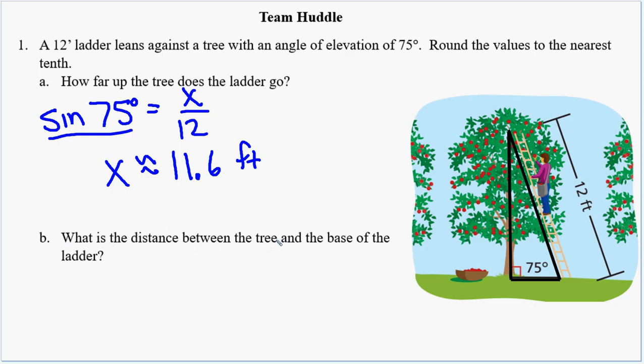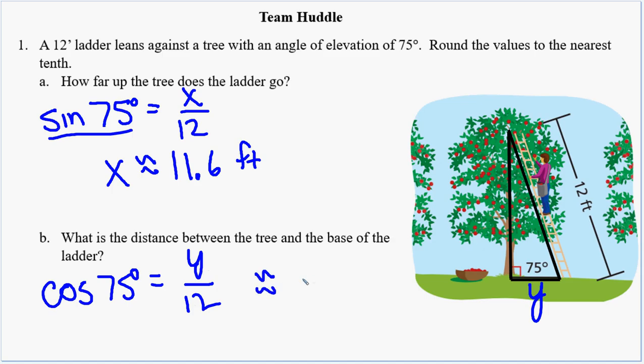Part B, the distance between the tree and the base of the ladder. That'll be the side down here. Let's call it y. From 75 degrees, that would be the adjacent side. So the cos of 75 degrees is y over 12. Take the cos of 75 and multiply by 12. That distance y is about 3.1 feet.